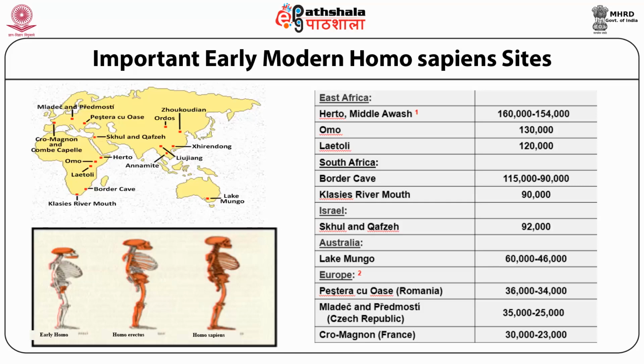In Europe, there are a number of sites which show evidence of the evolution of Homo sapiens, like those in Romania, the Czech Republic and France. In France, we find the evidence of the Cro-Magnon skull or Cro-Magnon fossil.